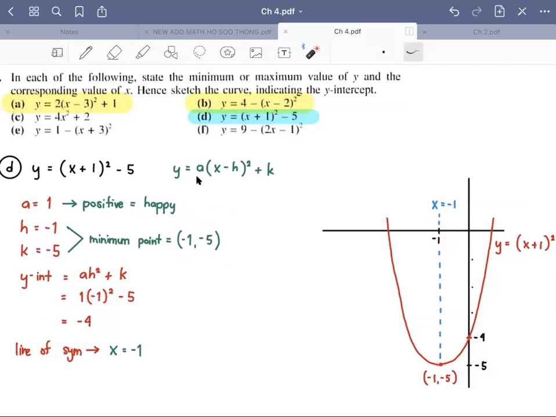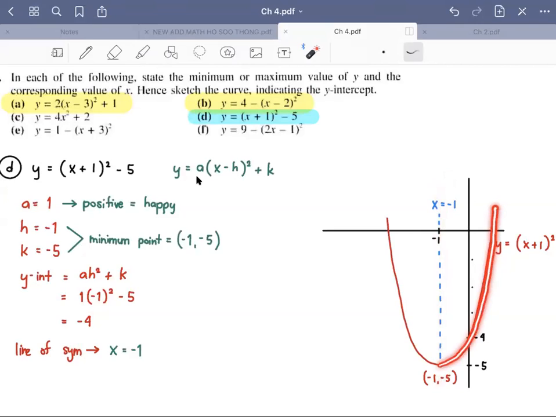And then what's next after I have plotted my y-intercept? Next is to draw the line of symmetry, which is just a vertical straight line from the minimum or maximum point. So it's basically this line. Again, this is exactly in the middle of the graph, so it makes it symmetrical. From there, you connect your minimum point and your y-intercept, creating a smooth curve like this.